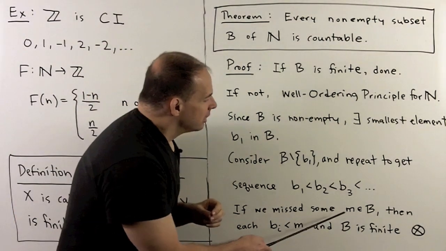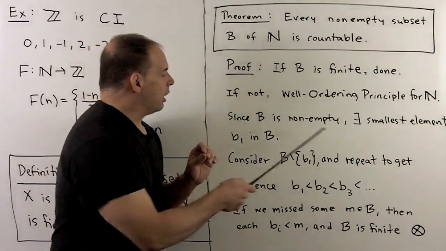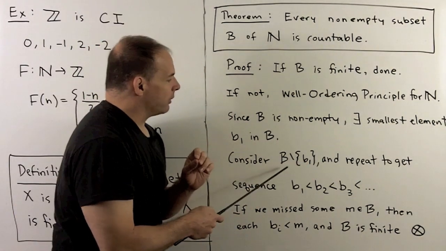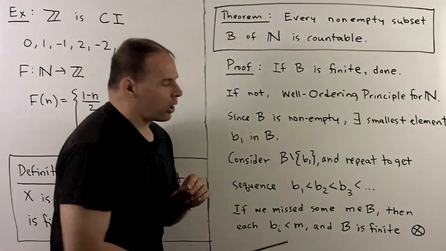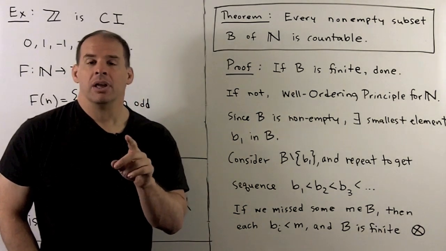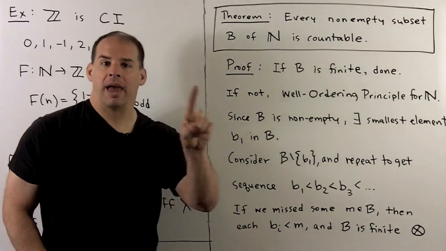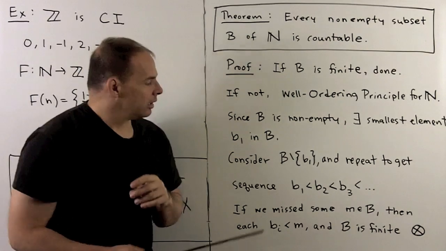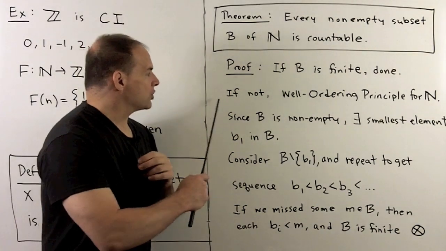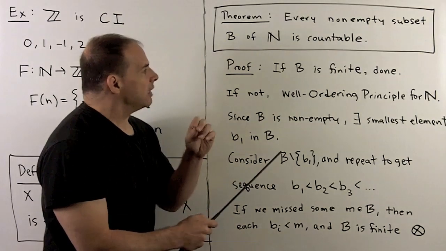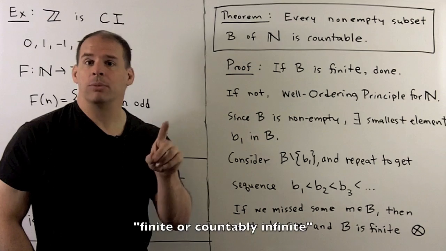If I missed this m, that means m was never the smallest element in some subset when we do all these throwaways, and that'll mean that all of our b's are going to be strictly less than m. So that means we have all of these elements contained in 1 through m, and that means the b's are going to form a finite set. That's going to contradict our assumption. So that means every non-empty subset of the natural numbers is either finite or countable.